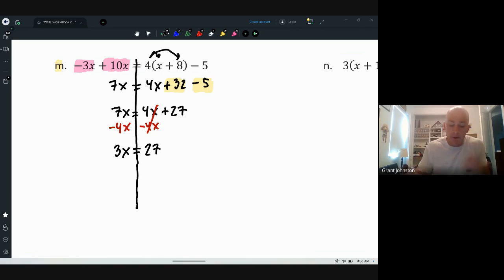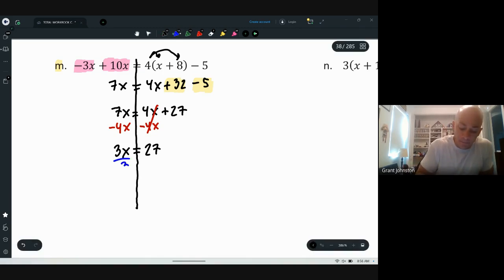And then we're almost at it. Just divide by 3. So we have x equals 9.